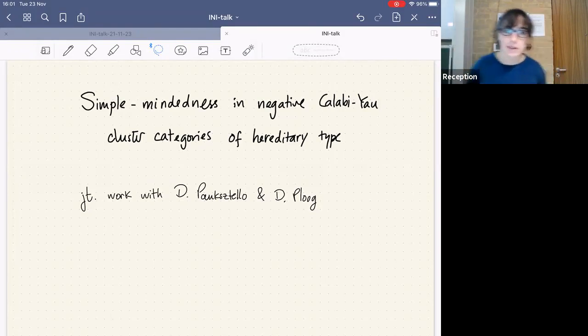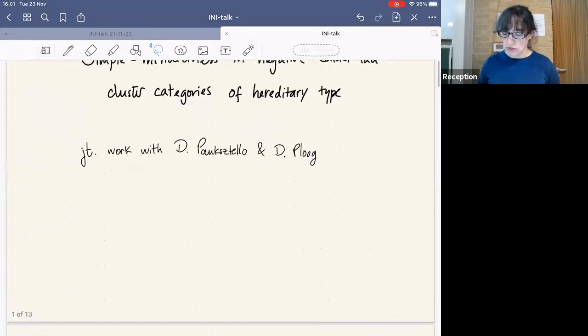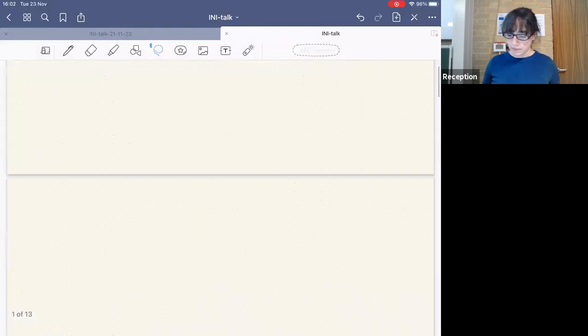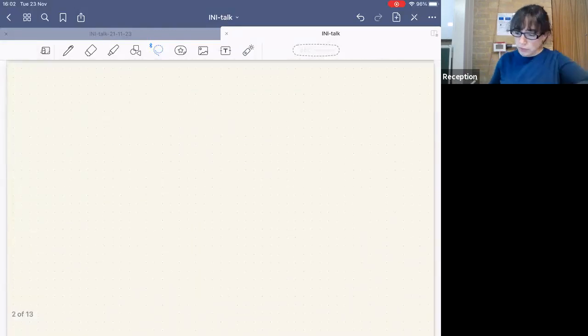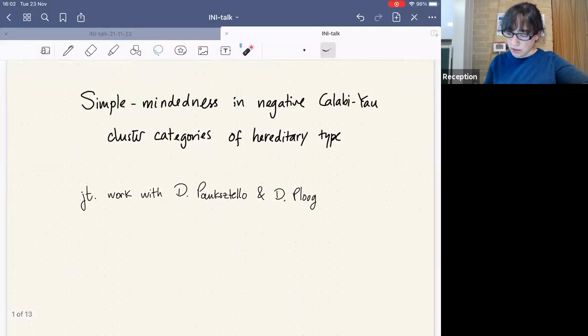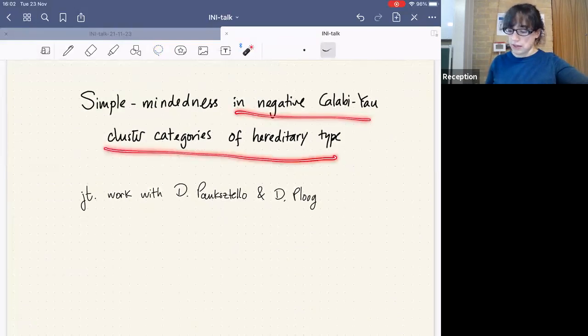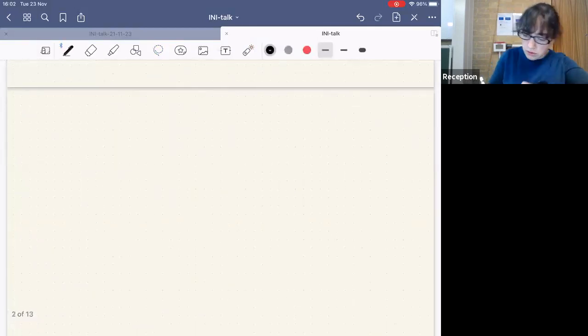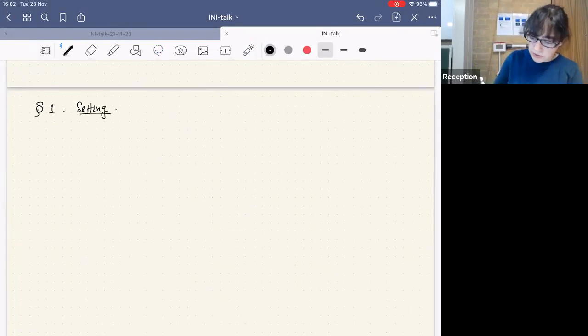Okay, so I'll talk about simple-minded stuff. This is a report on joint work done with David Pauksztello and David Ploog. First I'm going to explain the setting, the second part of my title. So, one setting.